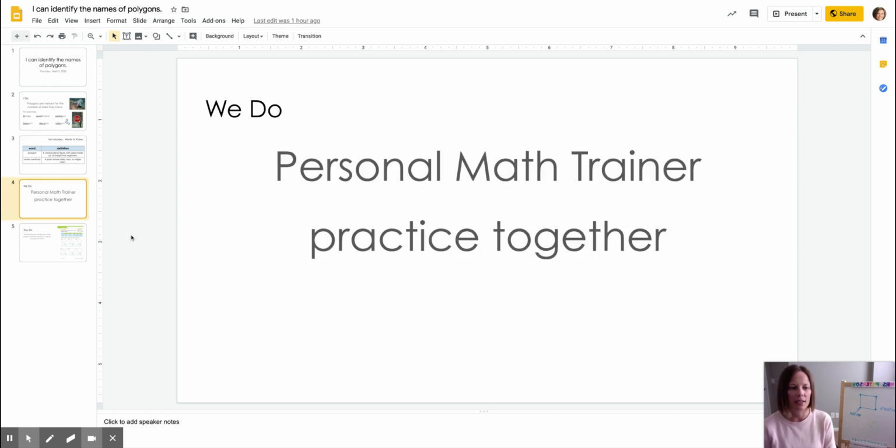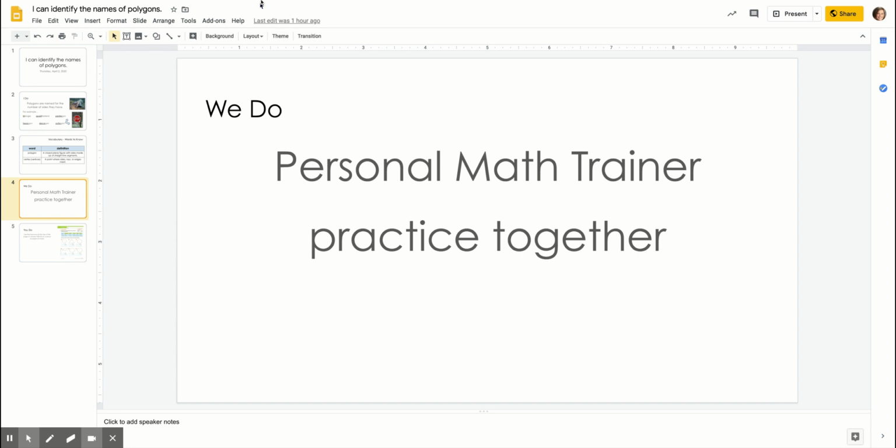All right, Mrs. Peterson is going to try her hand at some personal math trainer questions. I am going to show you on the screen. You can just hear my voice right now, but on the screen we're going to practice. This question says, name the figure below. The first thing that I would need to do is count the number of sides. So I see 1, 2, 3, 4, 5, 6. I know that a 6-sided shape is called a hexagon. I'm going to remember to check my answer. Yes, we got it right.